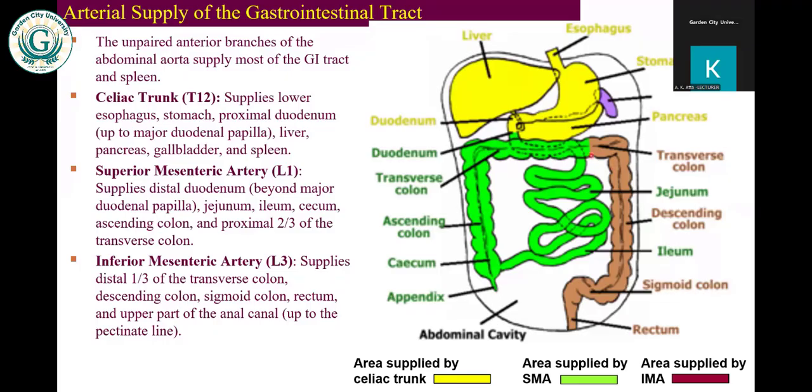So from the major duodenal papilla all the way to the transverse colon, I mean the jejunum, the ileum, the cecum, the appendix, the ascending colon, the transverse colon, and part of the duodenum, they are all derived from the blood vessel we call the superior mesenteric artery.